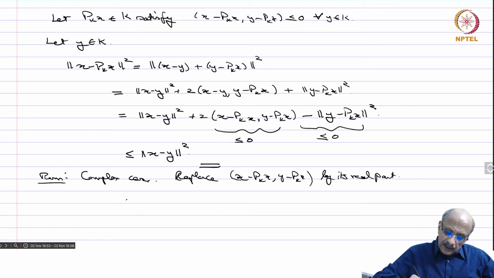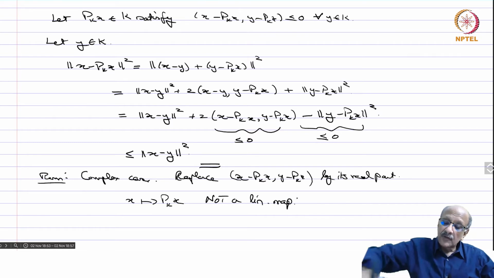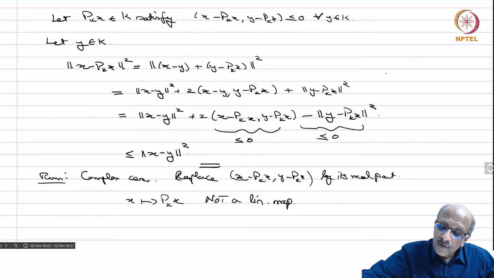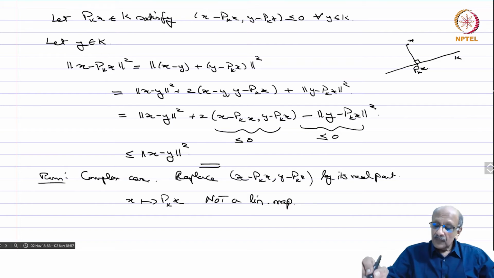So in general, x going to P_K x is not a linear map, it is a projection. Okay, so what are you doing? For instance, if you had a line in the plane, or a closed convex set, I have already seen this. So what is the thing? It is nothing but the foot of the perpendicular, so this will be the point P_K x. Okay, so this is what we have.